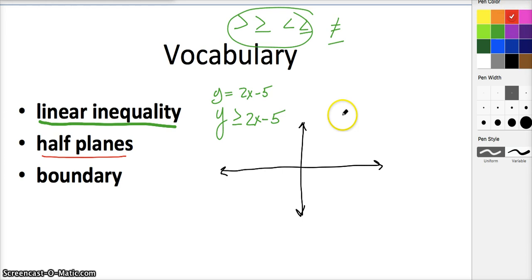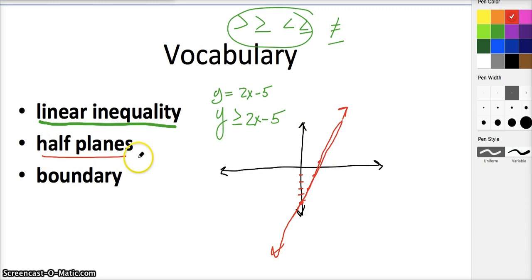That line that is related to the inequality, in this case y equals 2x minus 5, I'm going to do a quick graph. The minus 5 is my y-intercept, so I'm going to start there. Up 2 over 1, up 2 over 1, up 2 over 1. That's going to be my slope. And that's the line that is associated with this inequality. If you notice, this line has cut the plane into two spaces: on top of the line and below the line.